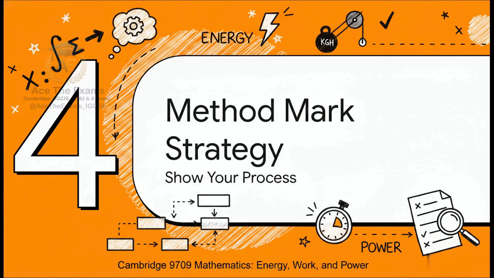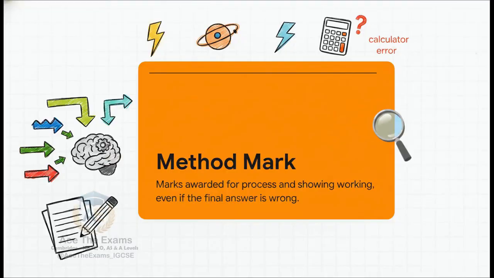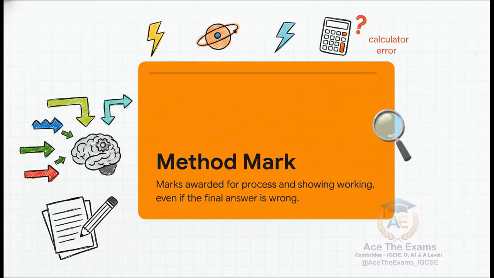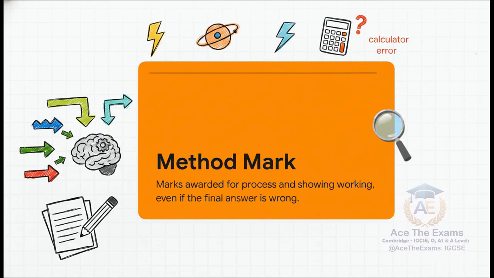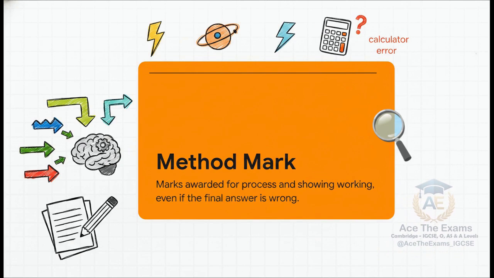Okay, let's get into Section 4, the method mark strategy. This is a massive paradigm shift in how you view the grading matrix. You absolutely have to understand the concept of a method mark. These are points awarded for proving your analytical process and explicitly showing your working out. And here's the kicker: you get these even if your final calculation at the very end is completely wrong because of a silly calculator typo. The examiner is rewarding your logical sequence and your syntax, not just the final printed output.